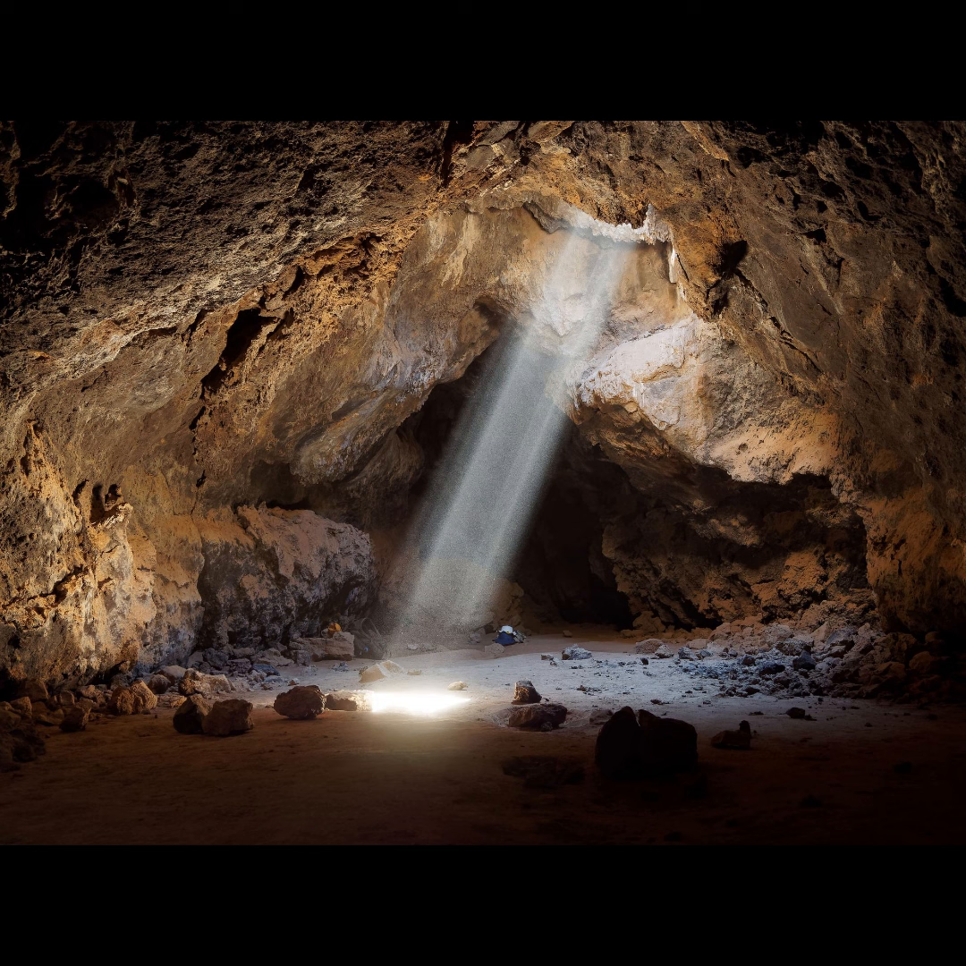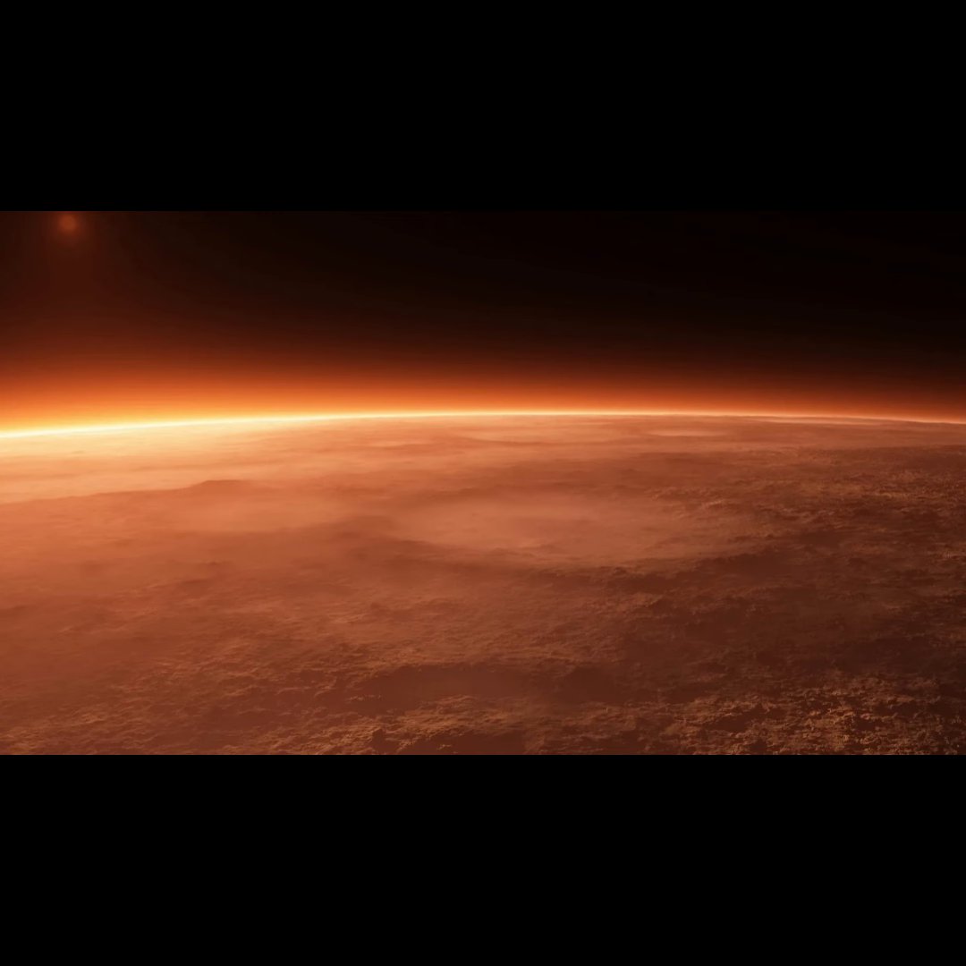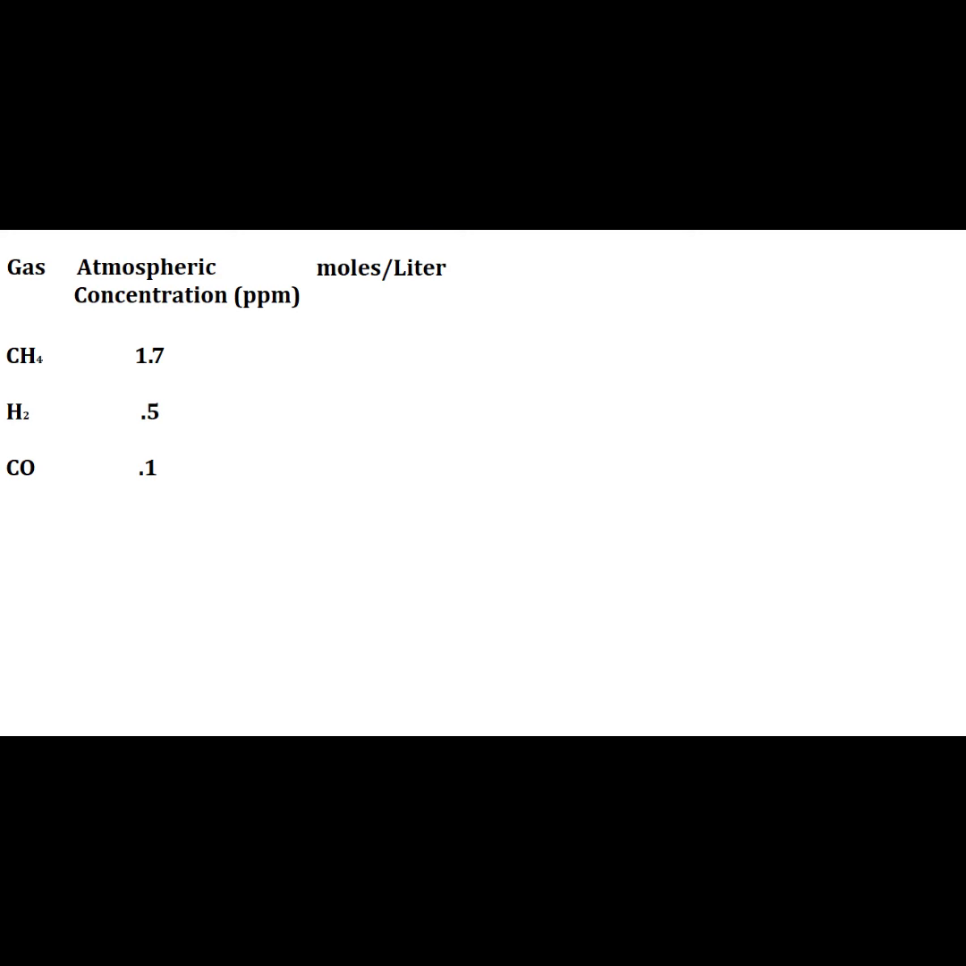One might be trace gases in the Martian atmosphere. As mentioned before, on Earth, there are microorganisms which power their metabolism by the oxidation of methane, hydrogen, and carbon monoxide, with ambient concentrations in the atmosphere of 1.7, 0.5, and 0.1 parts per million respectively.